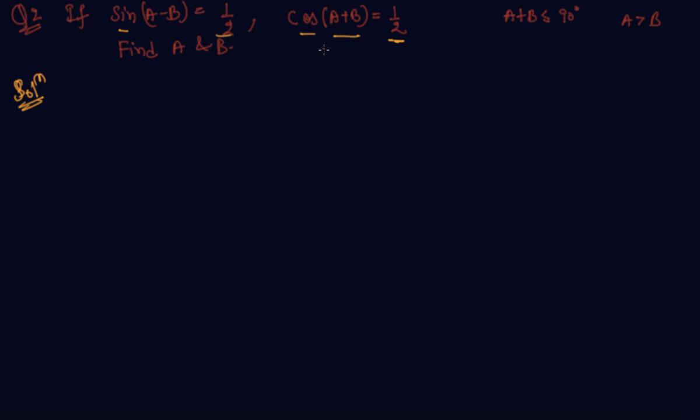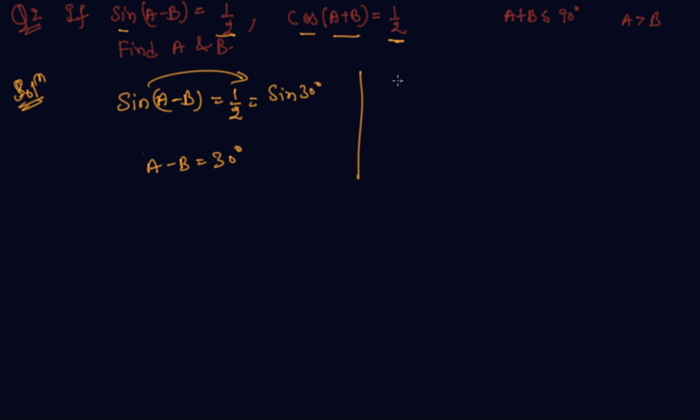Okay, so if you see from the table, the half value comes at sine 30. So sine of A minus B is equal to half, and after comparing, I can write that A minus B comes out to be 30 degree. Similarly for cos of A plus B: cos of A plus B is half, and the half value of cos comes at cos 60 degree.